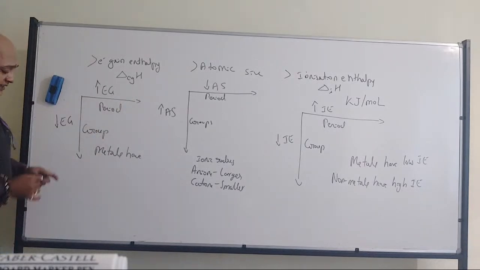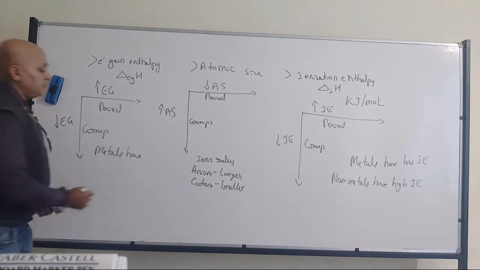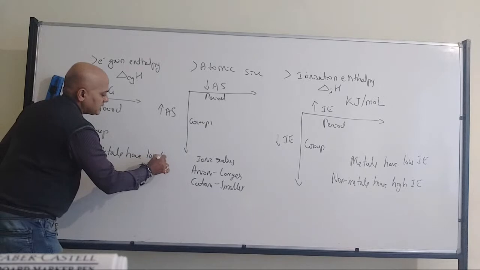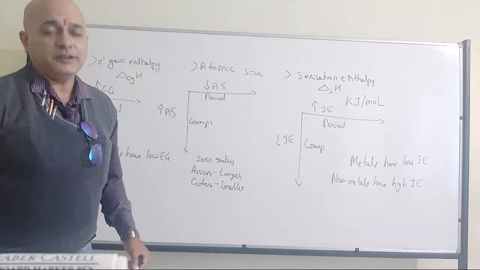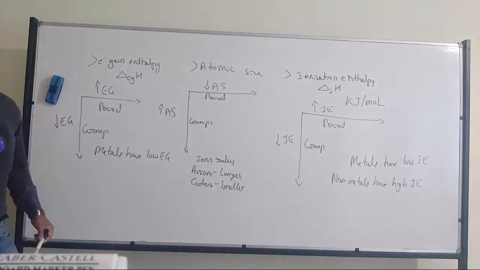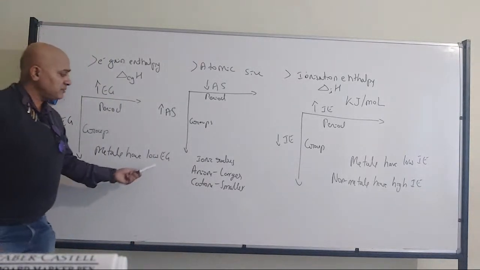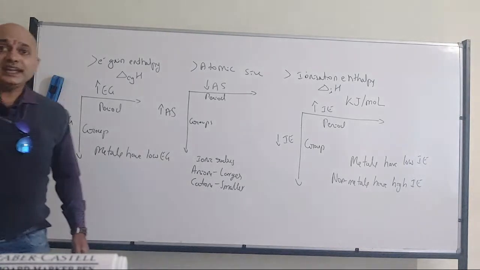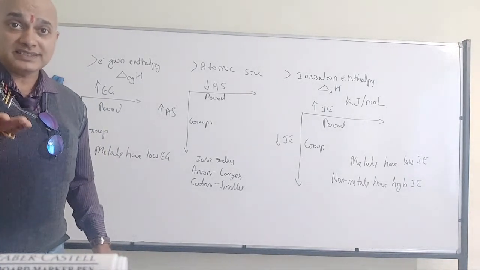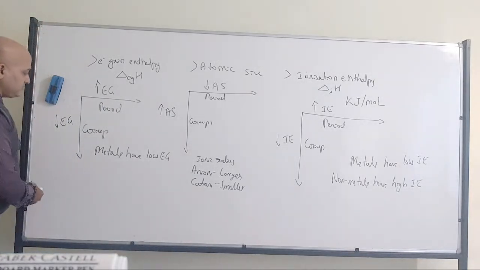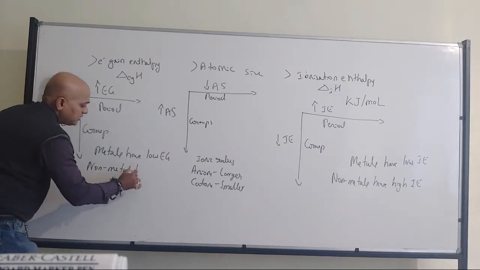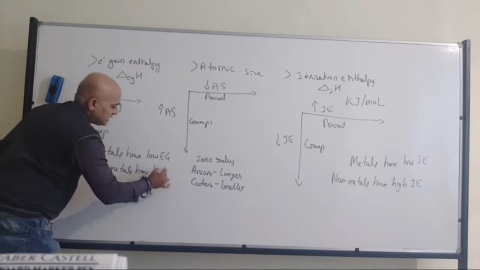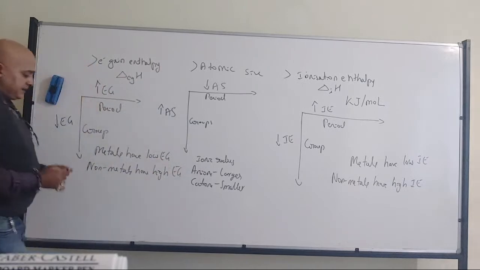low ionization enthalpy, right? So here, low electron gain enthalpy. Low electron gain enthalpy means a less negative value. Don't go exactly with values. If you go exactly with values, it will seem to have a high electron gain enthalpy value because the negative value is less. So don't get confused. Okay? And non-metals have high electron gain enthalpy.